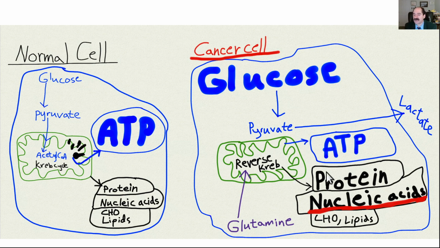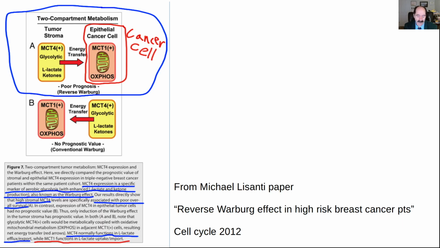It wants to just do tons of synthesis because it has to make a copy of everything inside of it so it can divide. Before it divides, it has to double itself, and that means tons of synthesis. It'll make some ATP. Even better, crack the whip and turn the adjacent fibroblasts into slaves and just take the macromolecules they've already made and use that for its own biosynthesis so it can divide. Cells that undergo the reverse Warburg effect have a worse prognosis.